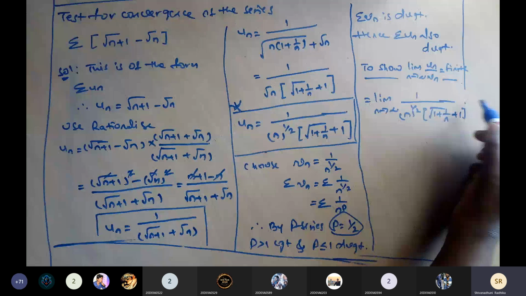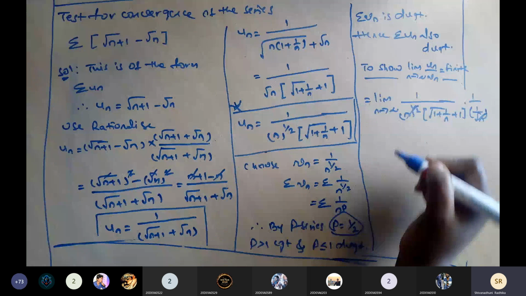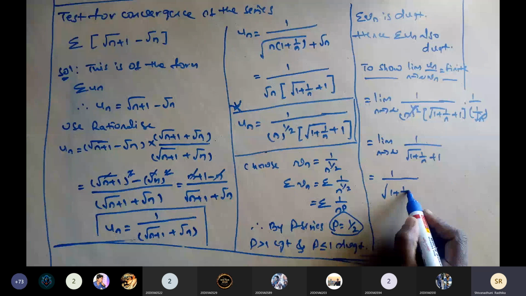Okay, 1 by Vn. So what is that here? Root n. Root n and this n to the power of 1 by 2 get cancelled. What is remaining? We have limit n tends to infinity 1 by under root of 1 plus 1 by n plus 1. Now I am going to apply the infinity. N equals infinity. I substitute here 1 by under root of 1 plus 1 by infinity plus 1. So that equals what here? 1 by infinity is 0. Root 1 is 1. 1 plus 1 is 2.